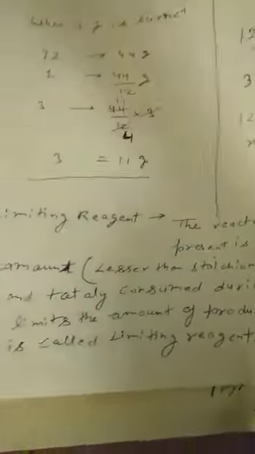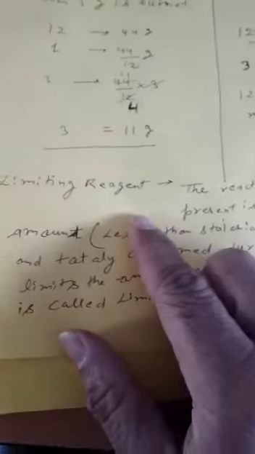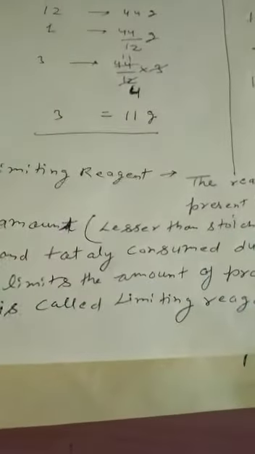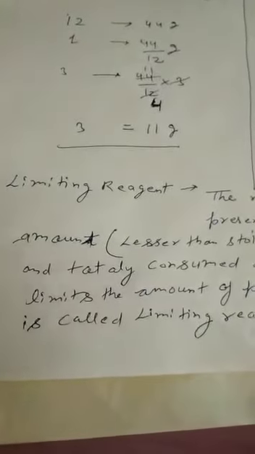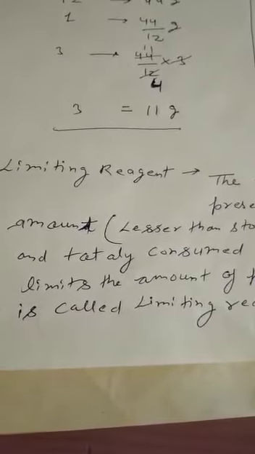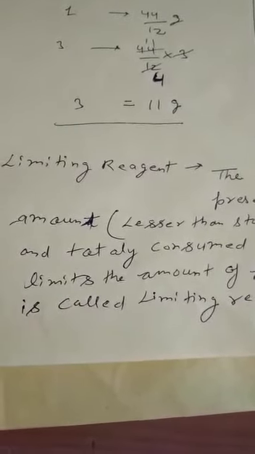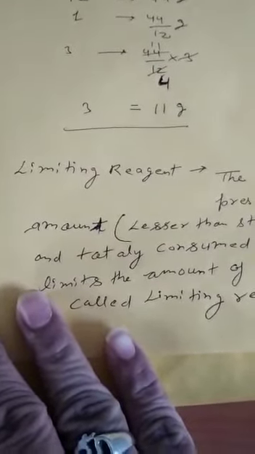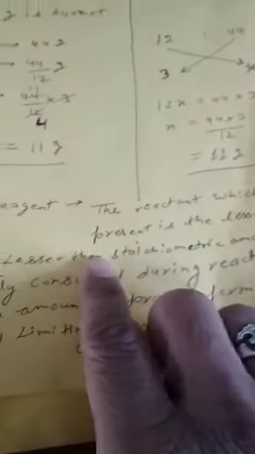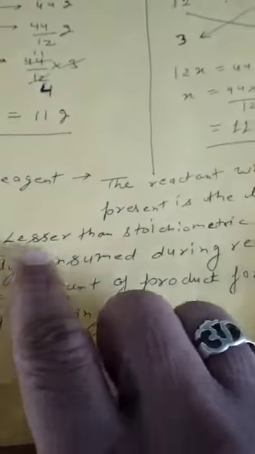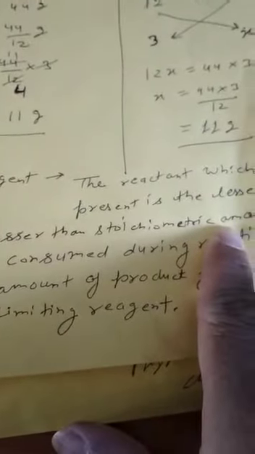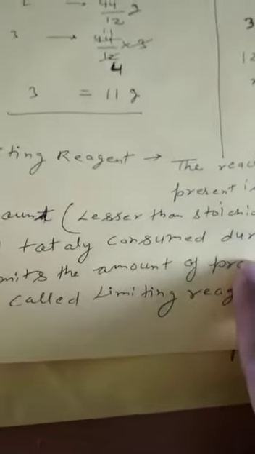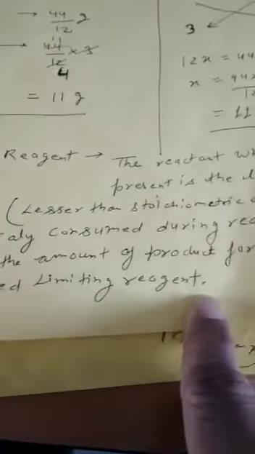Now the next concept is limiting reagent. You know, in a chemical reaction, the reactants are not always present according to their stoichiometric coefficient. They may be less or more. So the reactant which is present in lesser amount, meaning lesser than its stoichiometric amount, and is totally consumed during the reaction, and limits the amount of product formed in the chemical reaction, is called the limiting reagent.